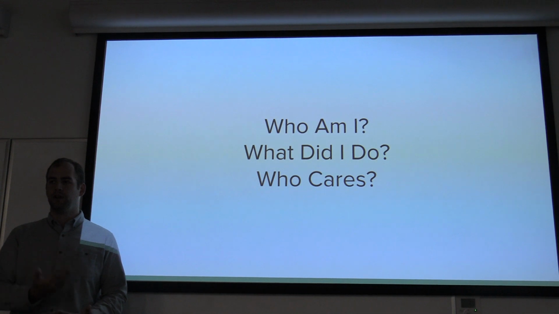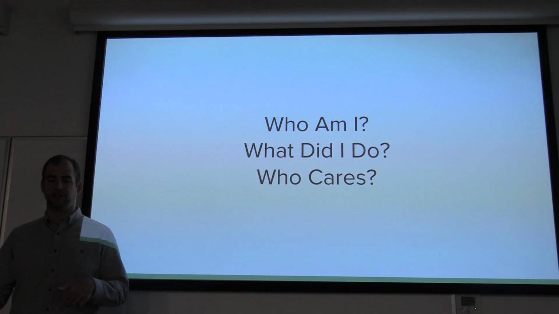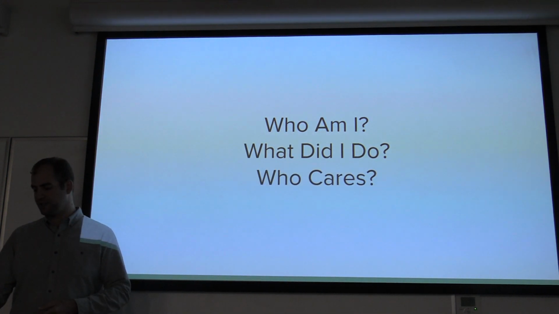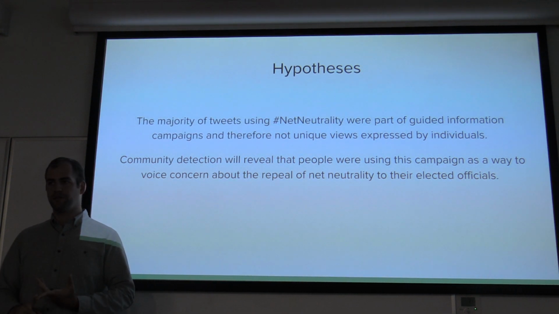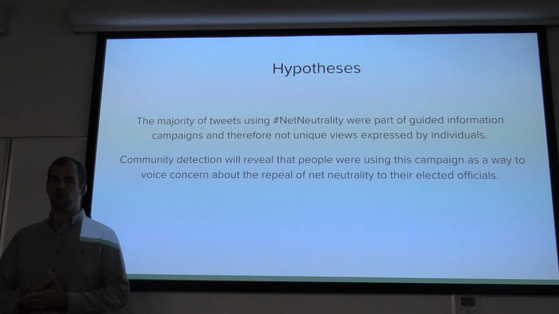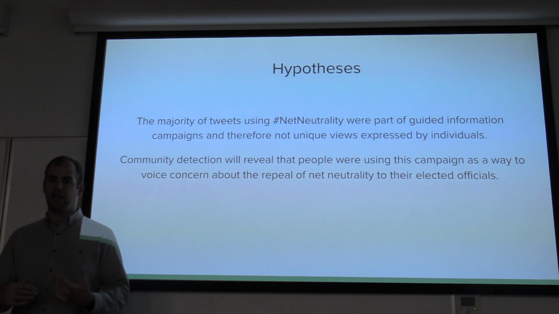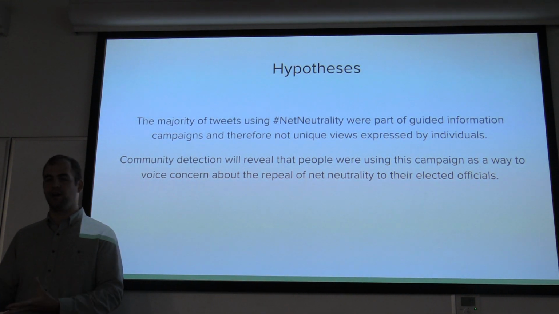Because we know from the recent presidential election and the FCC open comment period on this issue that a lot of people are repeating things that have been provided by organizations. So my two hypotheses. The first one was that the majority of tweets that were a part of this campaign were parts of these guided information campaigns and weren't actually unique views. And then the second part, using graph theory, I suspected that community detection would reveal that people were using this campaign as a way to voice concern to their elected officials about net neutrality.